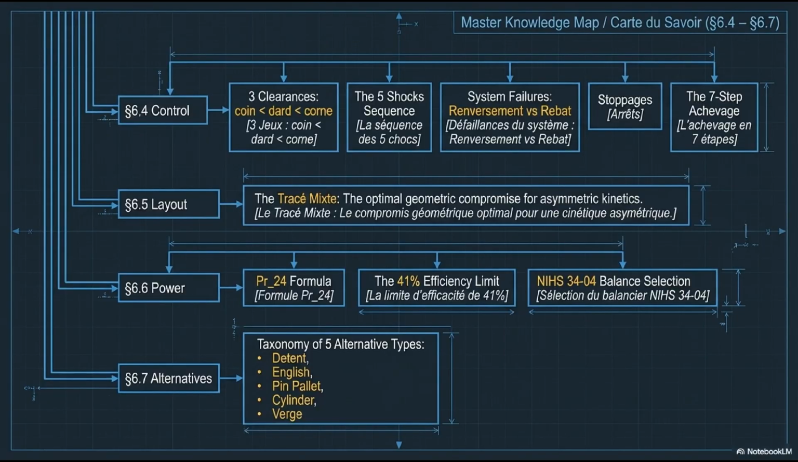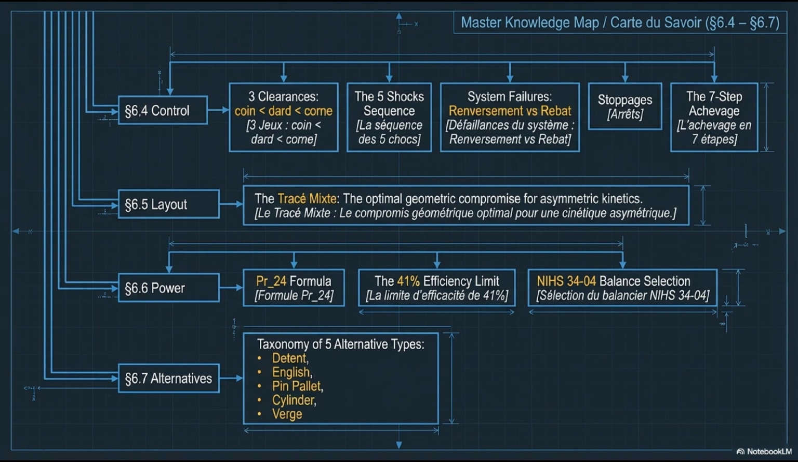This is the master knowledge map for sections 6.4 through 6.7, the second half of chapter 6, completing the full chapter architecture. Section 6.4, control, 5 subtopics displayed as branches. 3 clearances, the master inequality abat de coin less than abat de dard, less than abat de corne, each approximately 50% of the total engagement angle. Violating this hierarchy causes immediate stoppage.